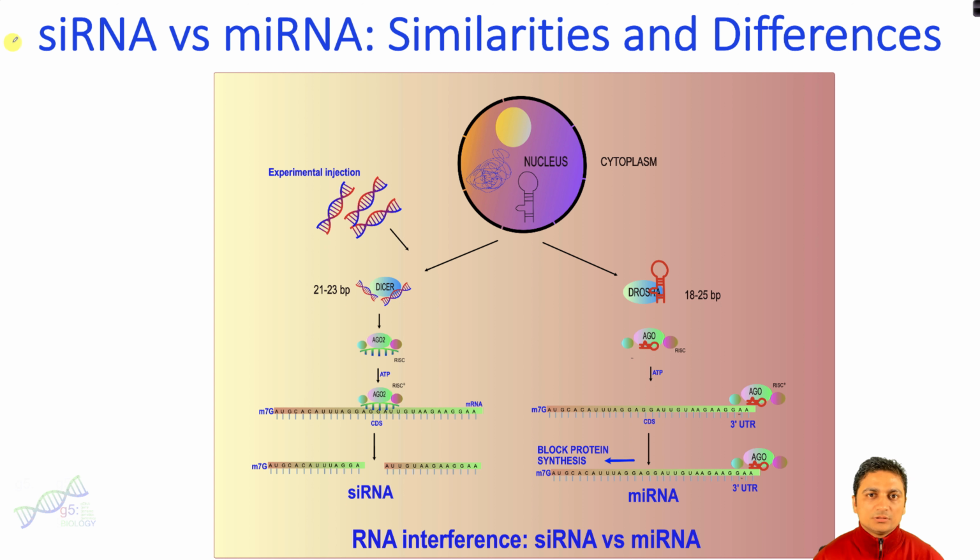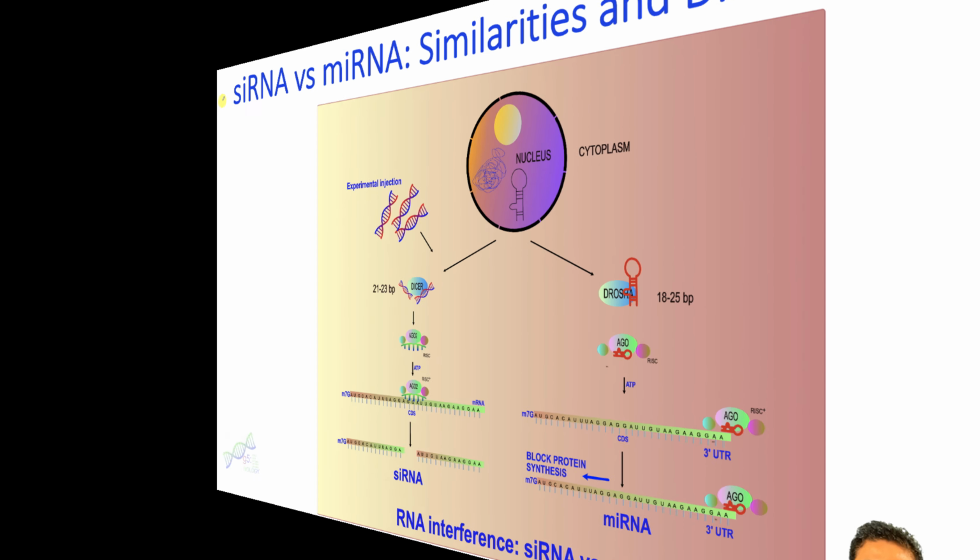This is Saroj Parazuli. Today we are going to talk about siRNA and miRNA, and we'll see what are the similarities and what are the differences between siRNA and miRNA. In short, small interfering RNA stands for siRNA and microRNA stands for miRNA.